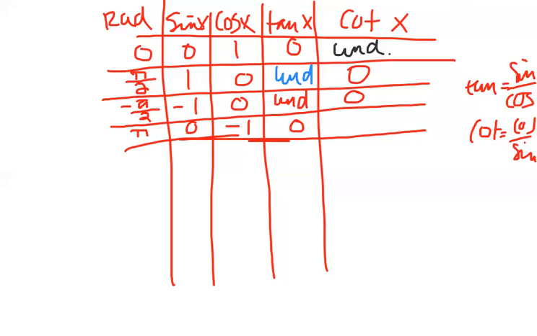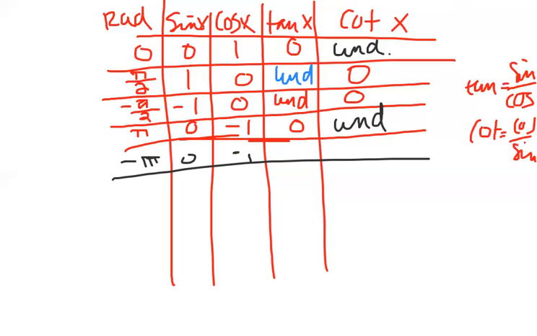Okay? So, as you can tell, guys, it's the same thing repeated over and over again. So if we're at negative pi, the sine of negative pi is 0, while the cosine is negative 1. And once again, remember, this is the repetitive nature of these graphs. So tangent would be 0, and cotangent would be undefined.